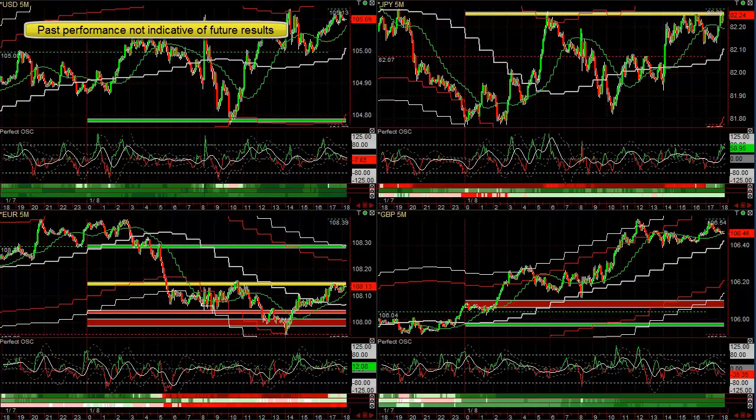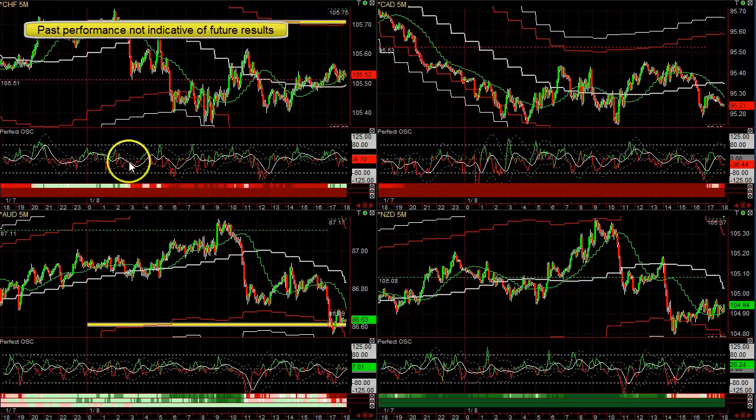Alright, this is our Forex blog for January 8th, 2014, and these are our currency indexes: the dollar, yen, pound, euro, and we have the other ones as well, the Australian, New Zealand, CAD, and Swiss. It shows you as a chart what each individual currency is doing.